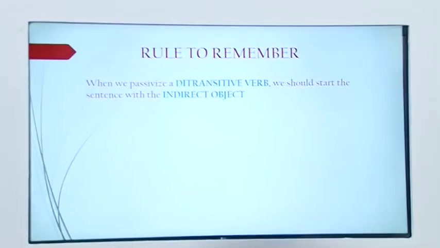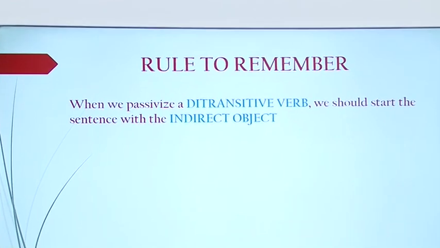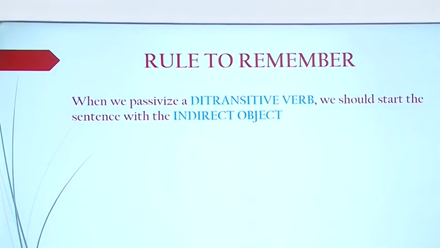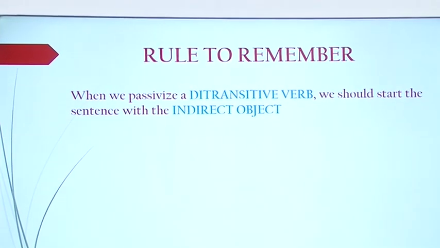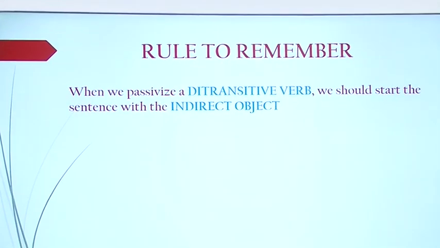Now, one small thing that you have to remember, we have the ditransitive verb. What is a ditransitive verb? It has an indirect object alongside the direct. Okay. She gave me a watch. Which was the indirect object there?